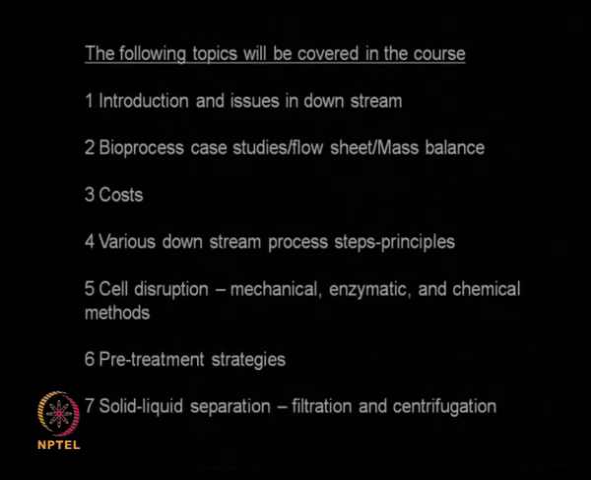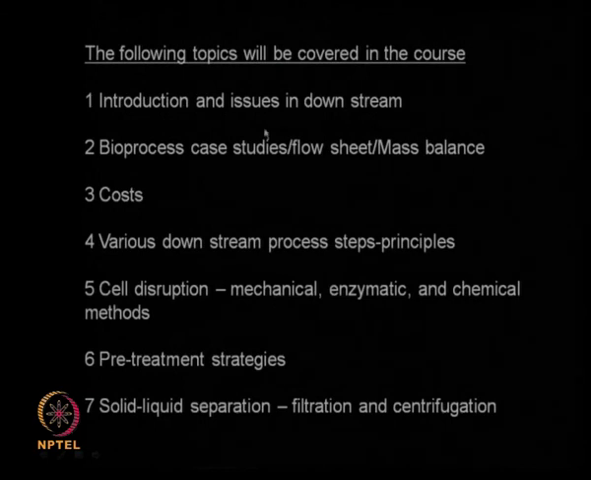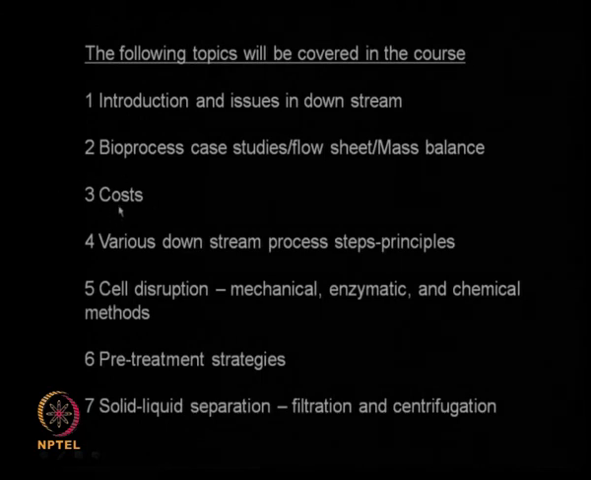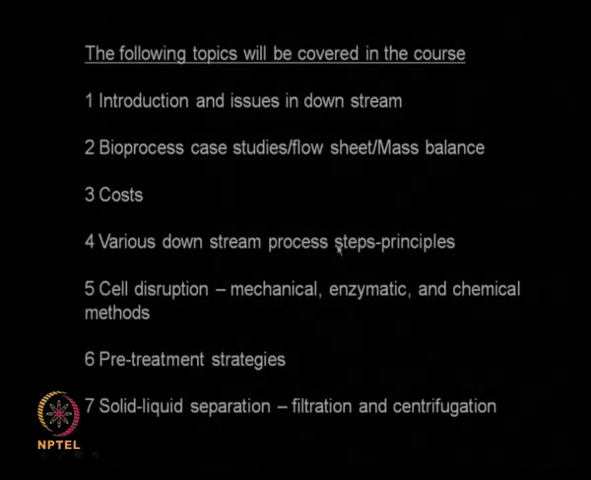So far we have been covering the concept of downstream. I talked quite a lot about the introduction, issues in downstream, and I showed you some examples of flow sheets and what a flow sheet will contain, what the various units are. I also talked about mass balance: the importance of mass balance, how you use mass balance and heat balance, and what the important parameters are. Then I also talked about costing, its importance, how you select equipment based on costing, and the various principles in different downstream steps.